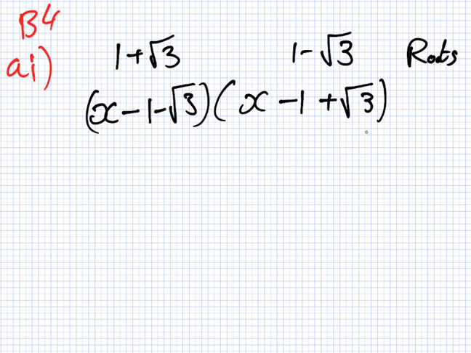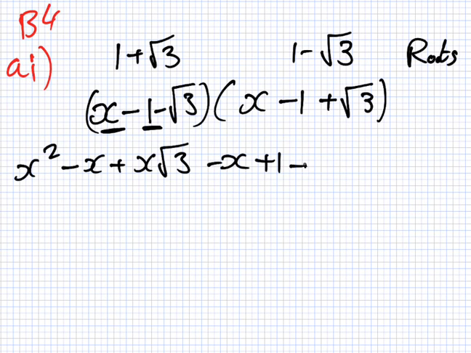Now it's a lot to multiply, but it's just multiplying. So let's multiply by the x first. We get x squared minus x plus x root 3. Now we multiply by the minus 1. Minus x plus 1 minus root 3. And now we multiply by the minus root 3. Minus x root 3 plus root 3 minus 3. I know it's a lot, but it's just multiplying.